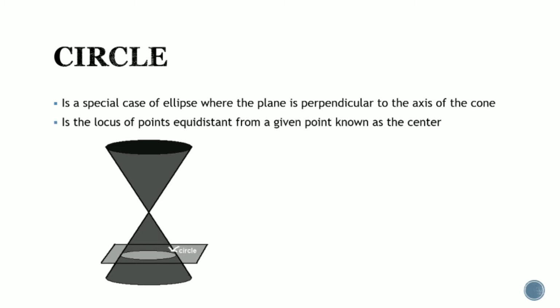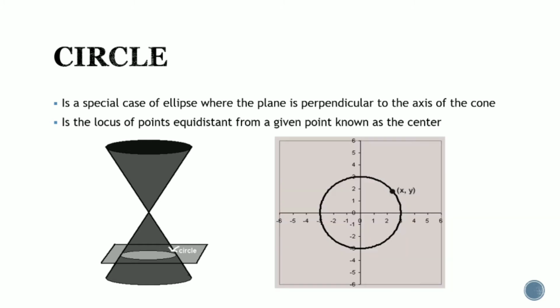First, what is a circle? It is a special case of ellipse where the plane is perpendicular to the axis of the cone. It is also the locus of points equidistant from a given point, known as the center. Circle, like the other conic sections, has a standard and general equation.